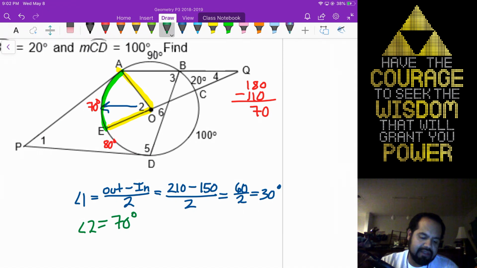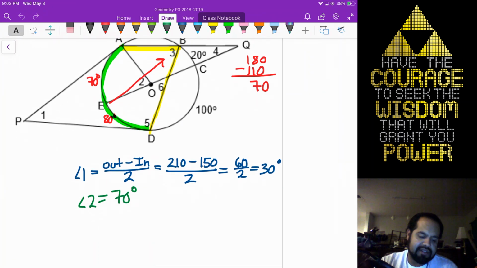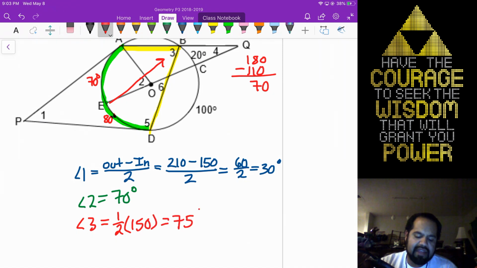Now, angle 3 is not a central angle. It is an angle that is on the edge of the circle. So we're looking at this arc, going from the ice cream to the ice cream cone, right? It goes towards the vertex. So we're going to take half that arc. So 70 plus 80, we did that earlier, that's 150. So angle 3 is equal to half of it. So it's 75 degrees.